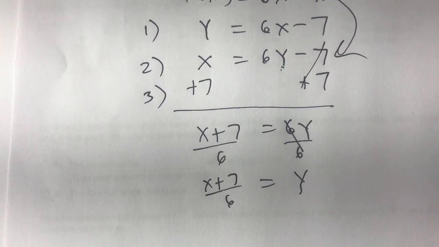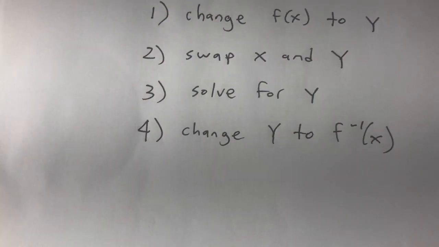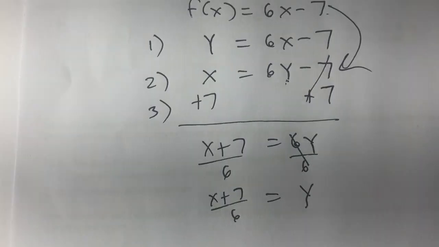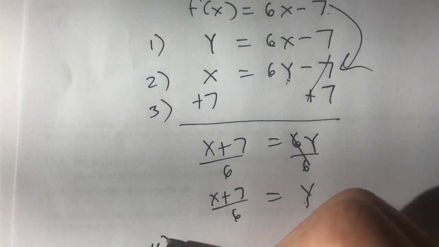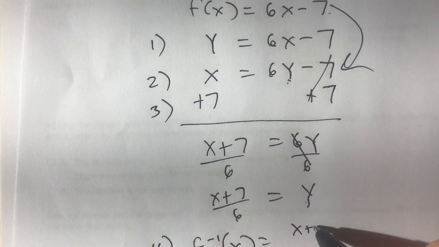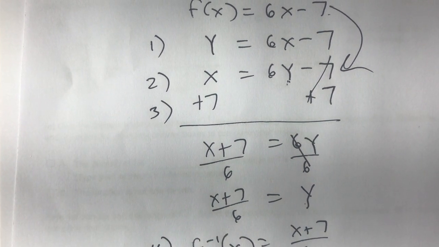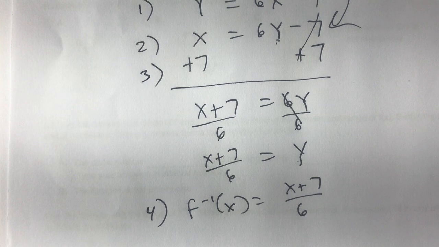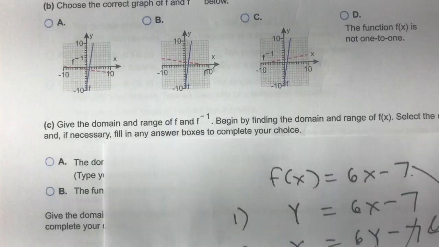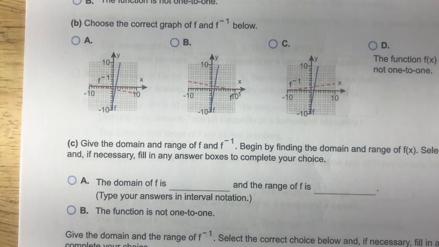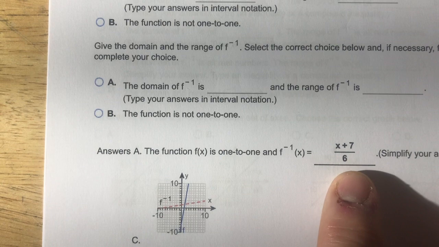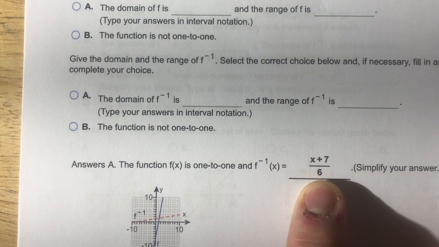and there you go, I solved for y. Okay, and then we have step 4, change y to f inverse of x. So y here, step 4, is f inverse of x, and it's x plus 7 all divided by 6. Okay, so there's my inverse right there: x plus 7 divided by 6. So go down to my answer. You see my answer right there: x plus 7 divided by 6.